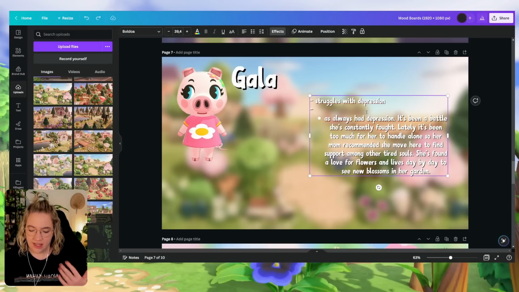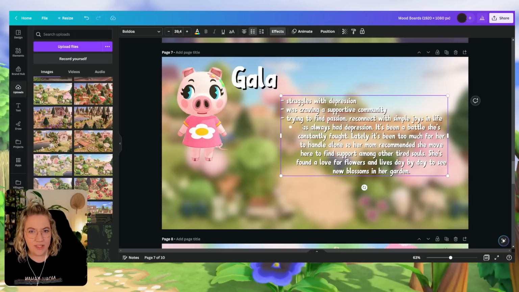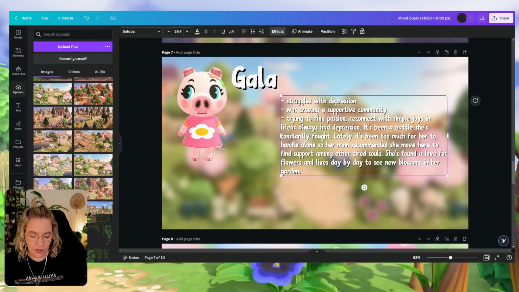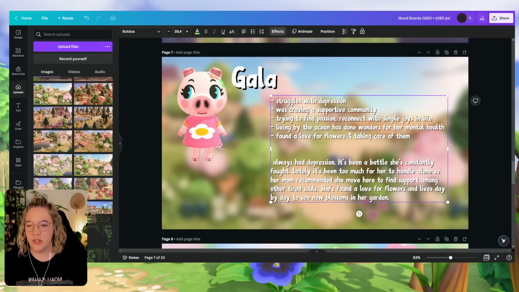And then maybe something like was craving a supportive community, because it was a bit too much for her to handle alone. So she wanted to have a community of people who have similar experiences maybe. And then she wanted to find a passion that would feed her soul, reconnect her with the simple joys in life. And then I would definitely say, she lives very close to the ocean as well. So I feel like we could include that too, the ocean already helped her. So she found her love for flowers and also for taking care of them.